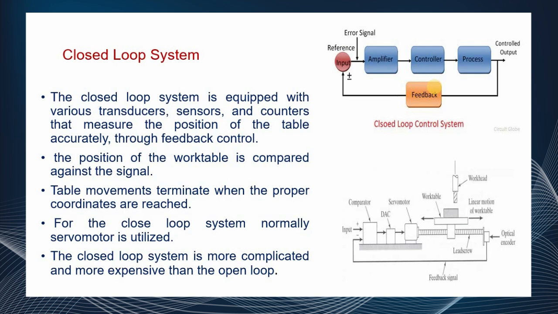The position of the work table is compared against the signal. The movement of the work table is based on the signal. The table movements terminate when the proper coordinates are reached. The closed loop system is normally operated by a servo motor.